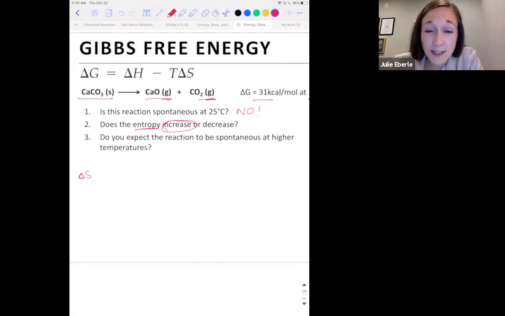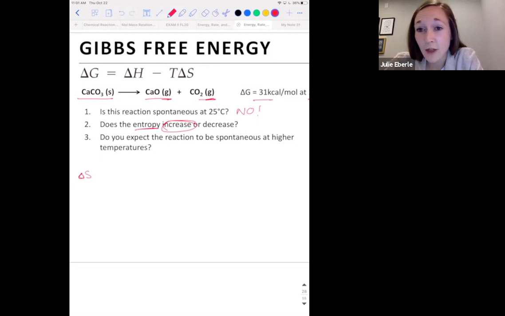Question 3 is the trickiest. This is more of a concept thing. Do you expect the reaction to be spontaneous at higher temperatures? Right now at 25 degrees Celsius, it's not spontaneous, not going to happen. Could it become spontaneous at higher temperatures? How do we know this?